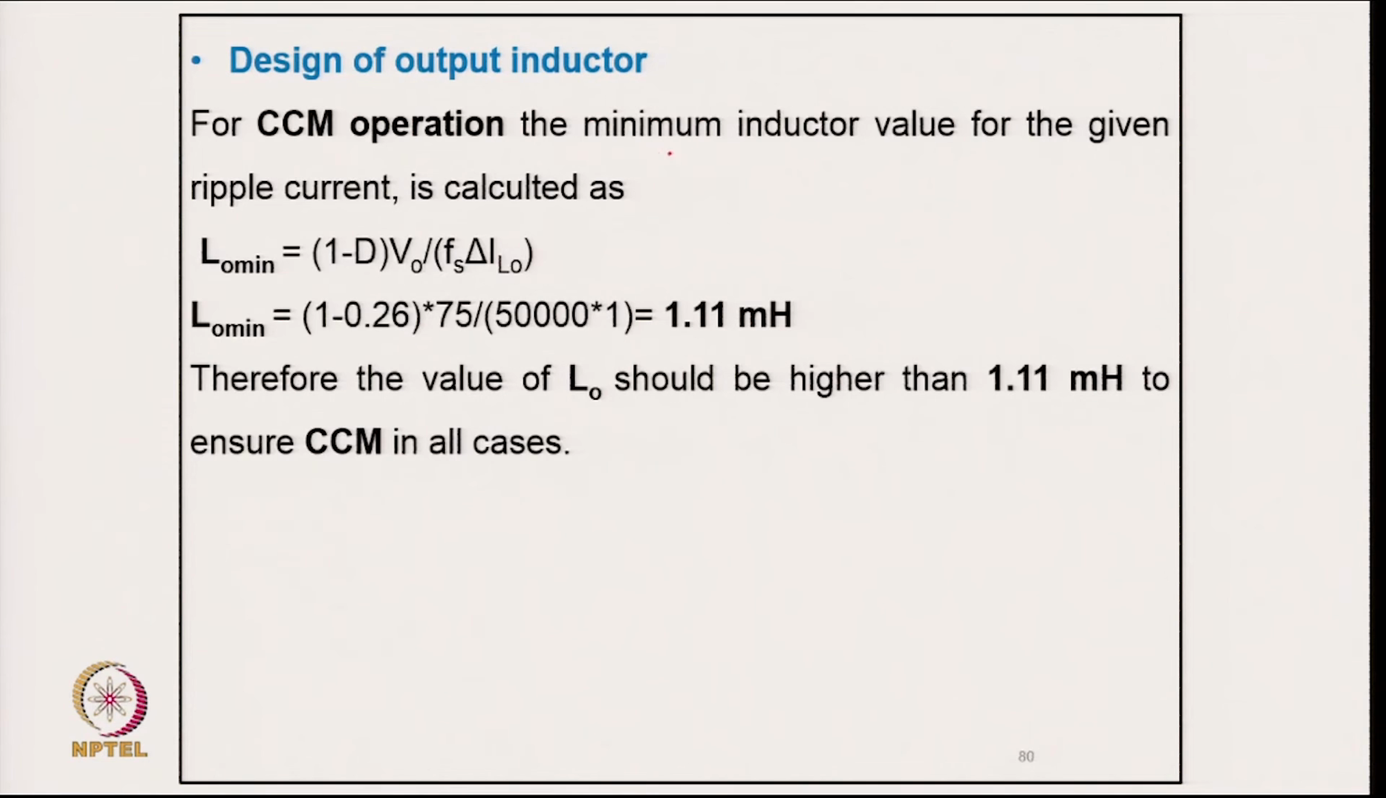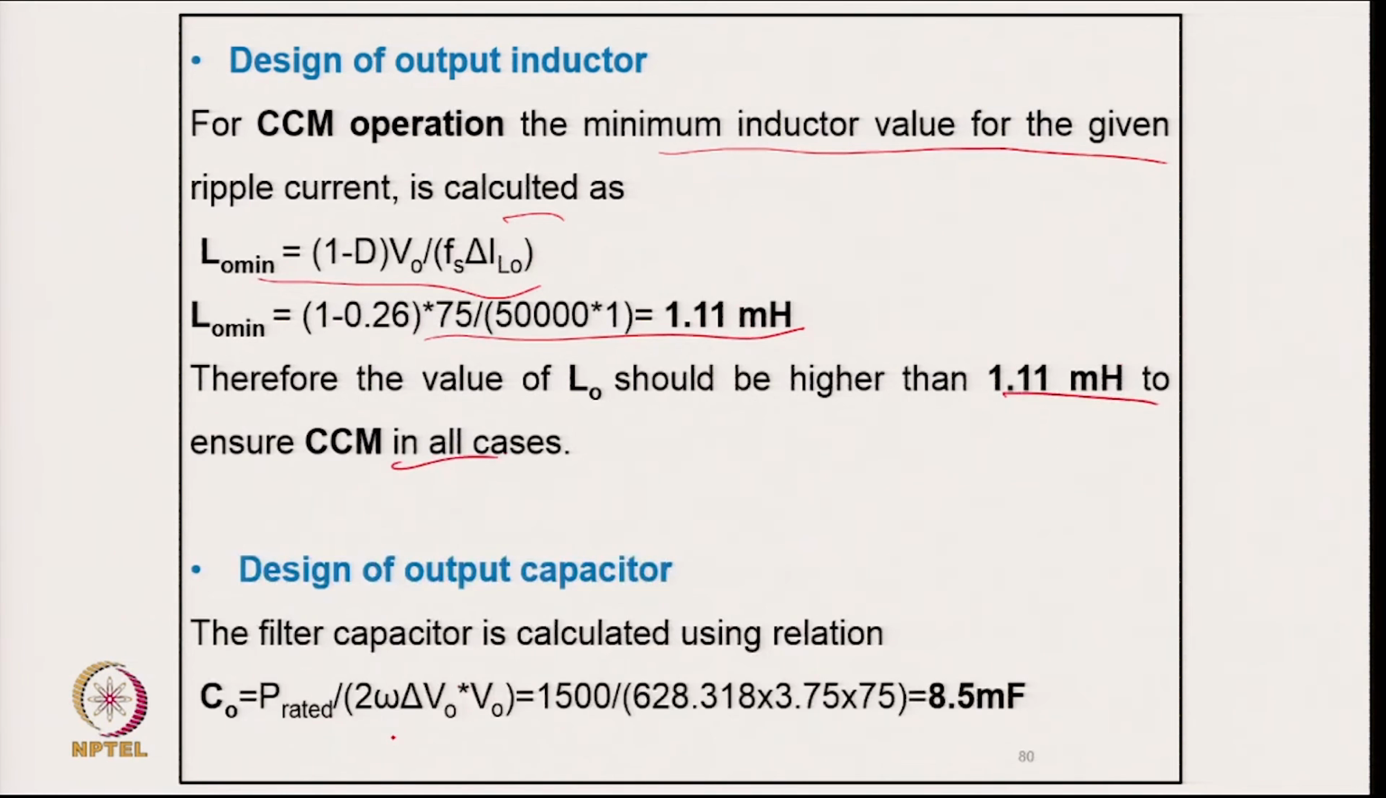So, for CCM operation, the minimum inductance value we are finding, the critical value, from this. So, it should be more than that, then only we can say that it will be operating in continuous conduction mode. That is the typical value. And for the design of the output capacitor, from the voltage ripple we can find out typically from here, from power divided by voltage, that is the current, and multiply to. So, it comes 8.5 millifarad.